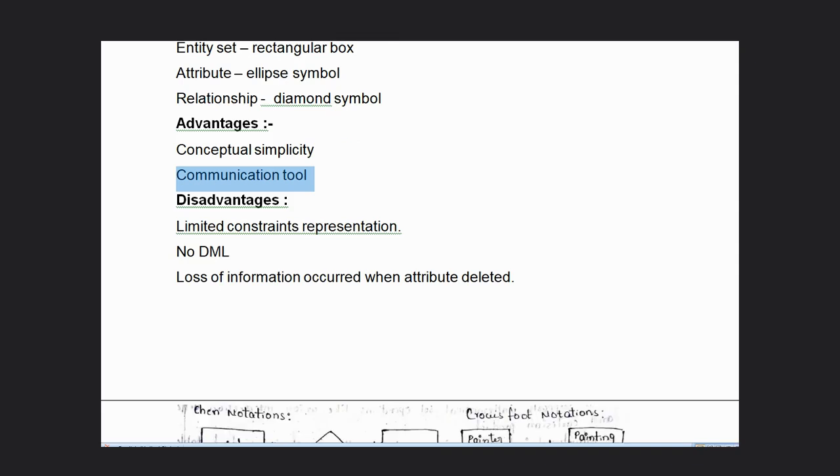Next, disadvantages. The first one is limited constraints representation. We cannot efficiently represent the integrity constraints by using the ER data model. Next, there is no language that can be used to perform the various types of operations on data, for example DML. Loss of information can occur when the attributes are removed from the ER diagram.